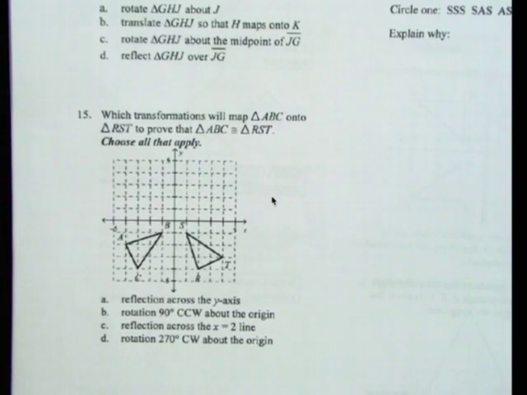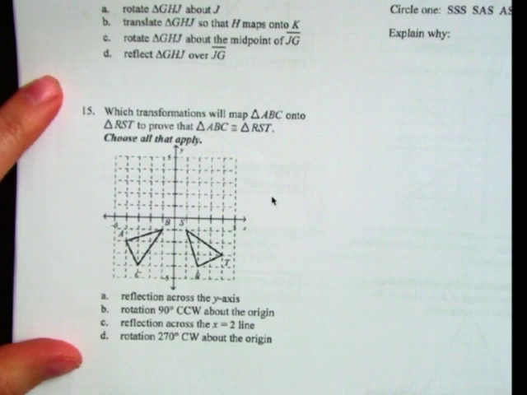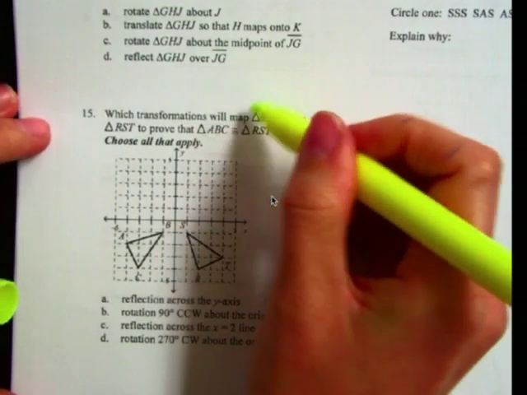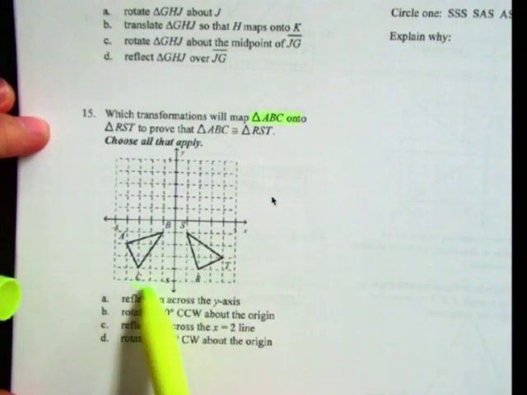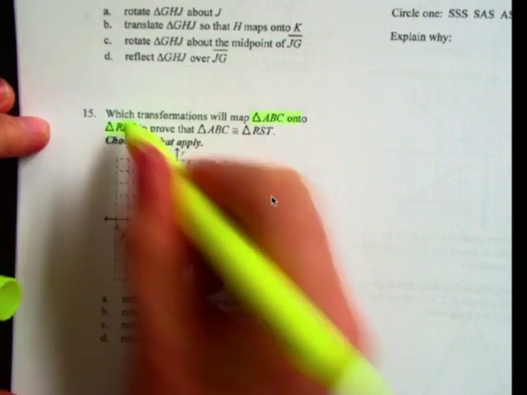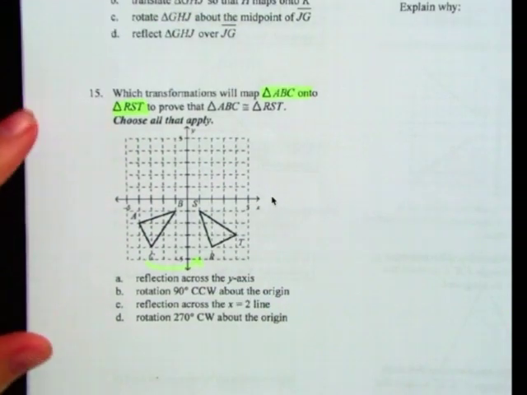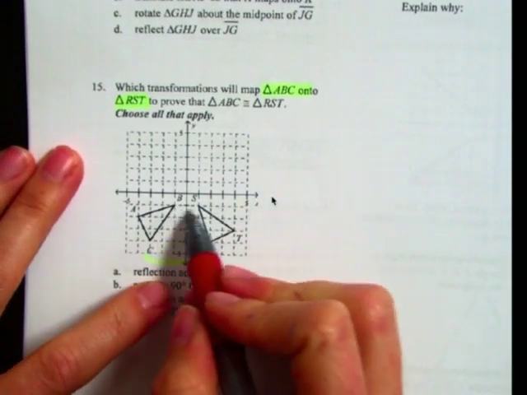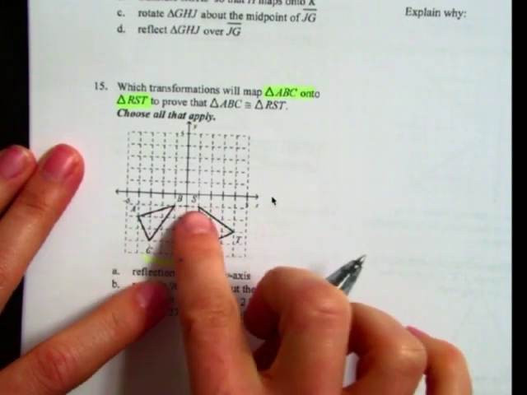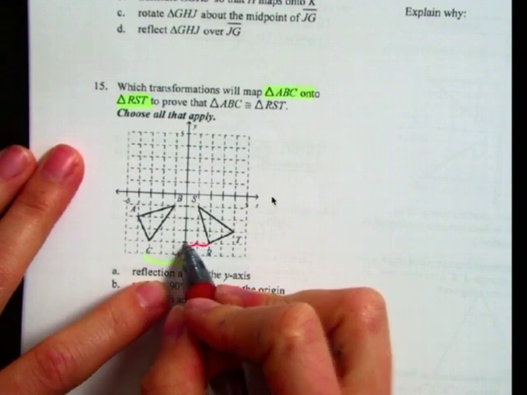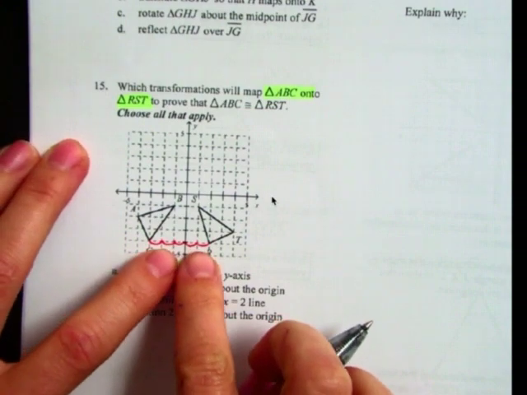We're going to choose which of these transformations map triangle ABC onto triangle RST. So it's important that we read that. We're trying to move from ABC to RST, so make sure you don't go backwards to prove that the triangles are congruent. If we look to see if this is a reflection across the y-axis, it is not, even though it looks like it, maybe because of point B and point S. But if you look down here at R, 2 units away from the axis, and then C, 3 units away, that is very clear that it is not a reflection.